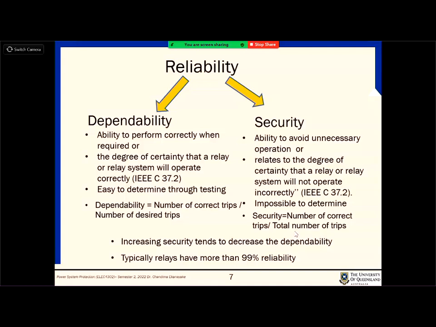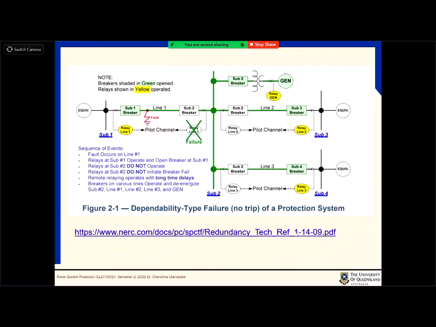So that is why the protection engineer has a big role here, identifying the balance between these. There's no specific way or definition, but you have to find the best balance. Typically relays have more than 99% reliability. These are two examples to give you dependability and security.